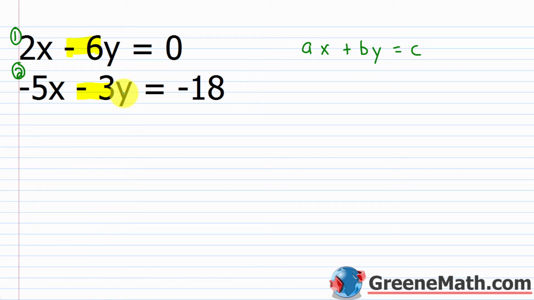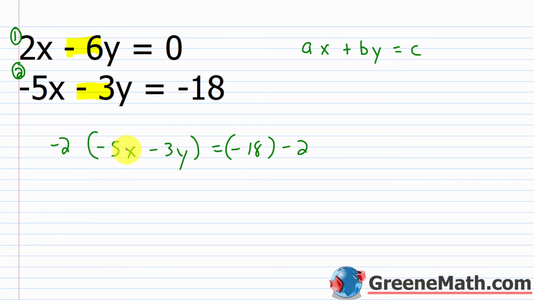And what that's going to do is give me a value of positive 6 here. So if I have positive 6y here and negative 6y here, those are now opposites. So let's go ahead and crank that out. For equation 2, I have negative 5x minus 3y equals negative 18, and I'm going to be multiplying both sides by negative 2.